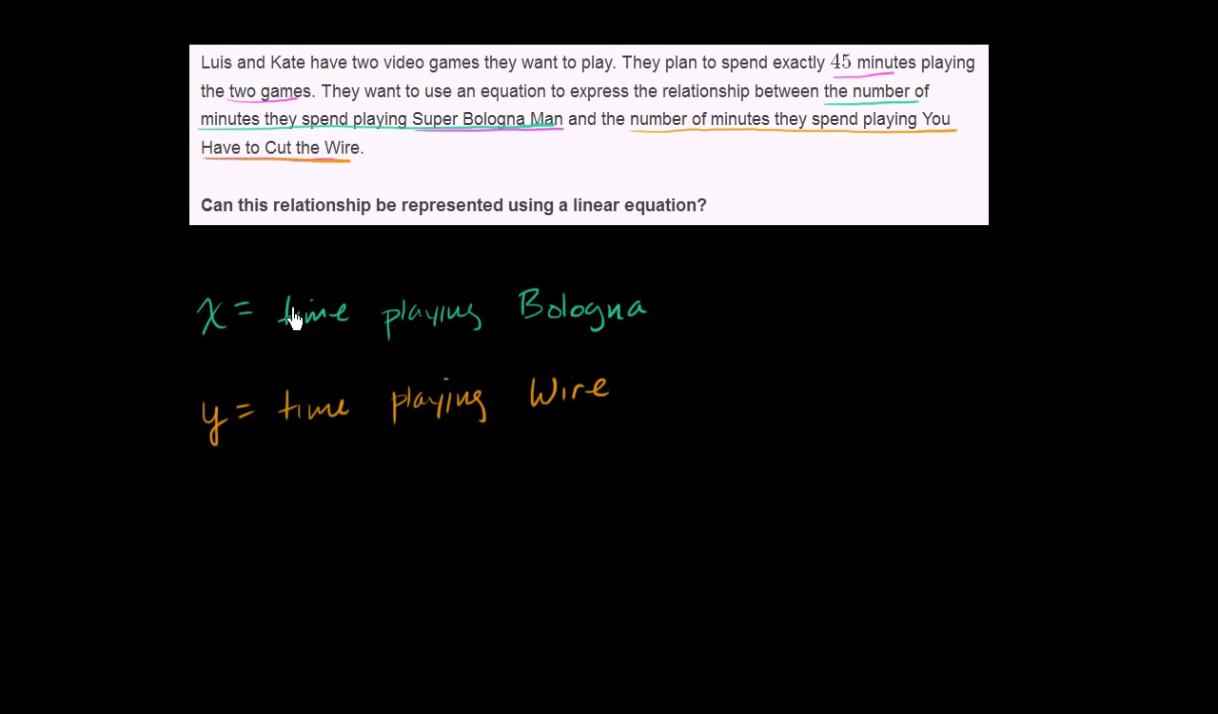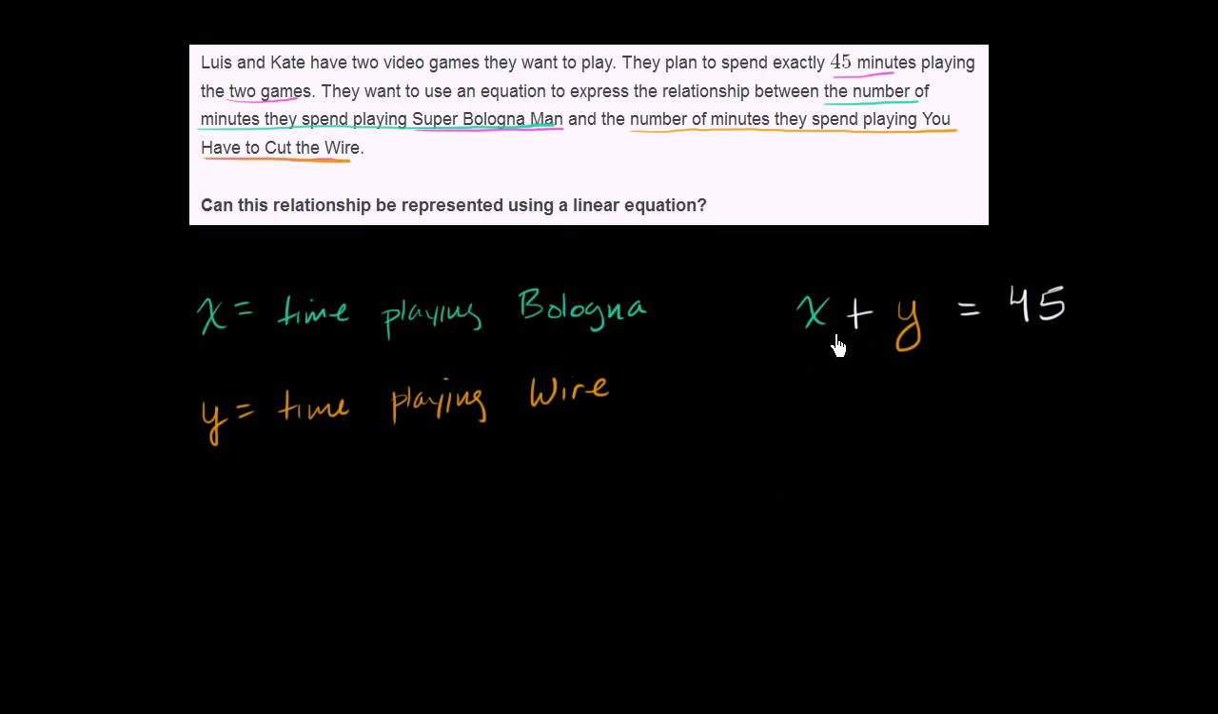So if we have the time playing Bologna and the time playing Cut the Wire, if I were to add those two together, so if I say x plus y, what does this need to be equal to? The time I play Bologna Man plus the time I play You Have to Cut the Wire? Well, if I add them together, they want to spend exactly 45 minutes playing both games. So this is going to be equal to 45 minutes.